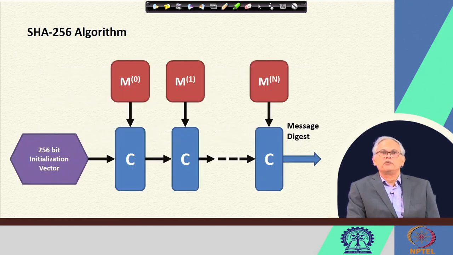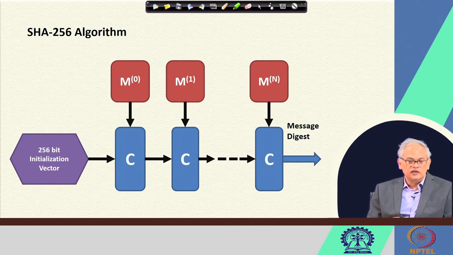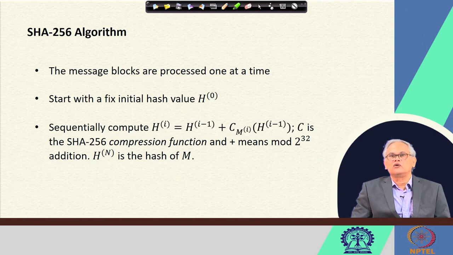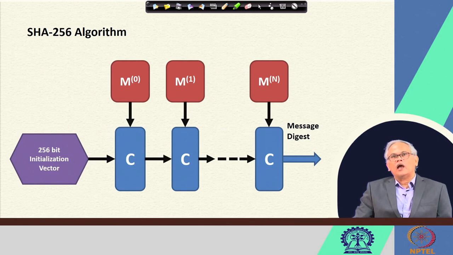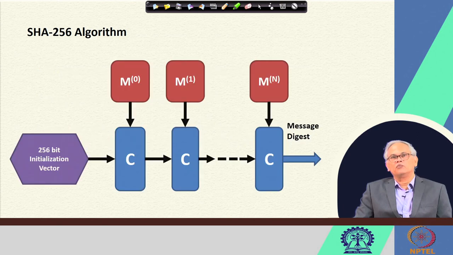So, this is the pictorial representation of the SHA-256 algorithm, and this initial hash value that we mentioned, this initialization vector, is shown here on the left of our diagram. Then we have these C values, as were mentioned in our sequential step of computing the Hi, and M0, M1 and so on are all given as input, and finally what we get as the output is Hn, which is the hash of M. So, given M, we finally get the message digest.